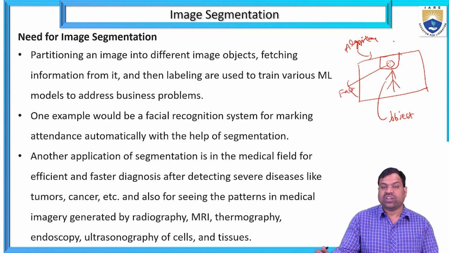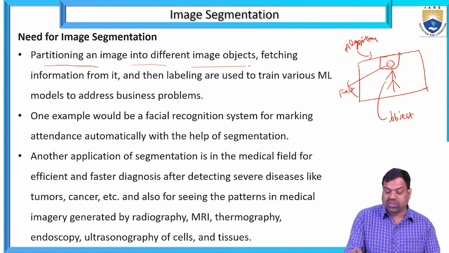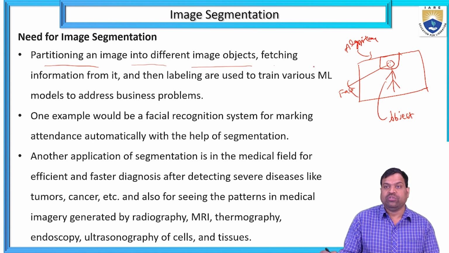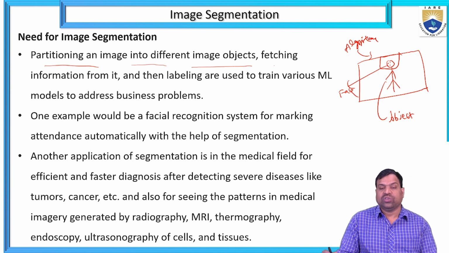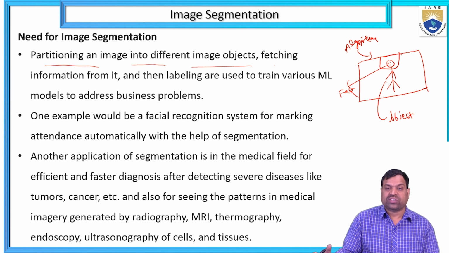In face recognition, eyes are important. Image segmentation is the partitioning of an image into different image objects, fetching information from it and then labeling it, and it is used to train various ML models to address business problems. So in my algorithm, I will give what objects are there: one person, bags, some goods. Every object we are giving some labeling.